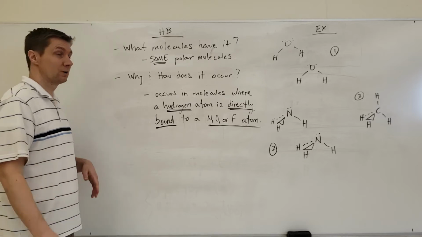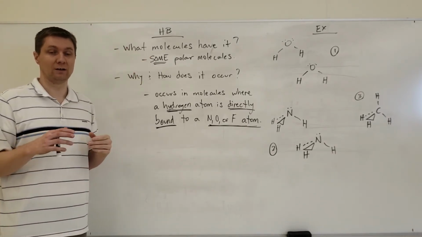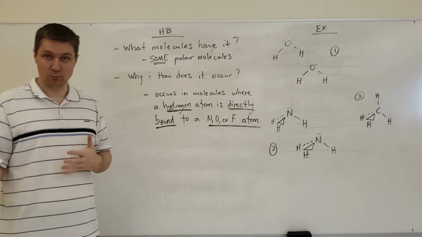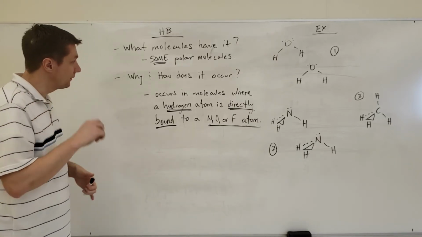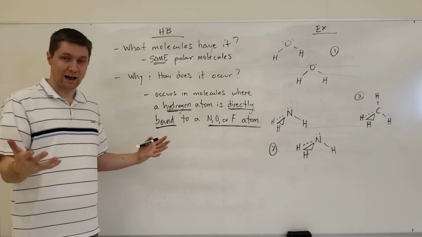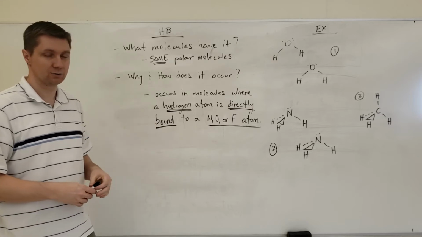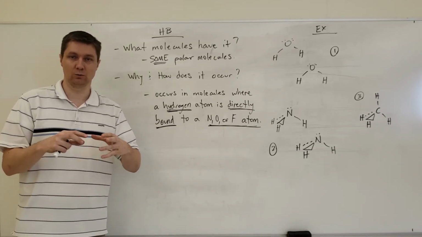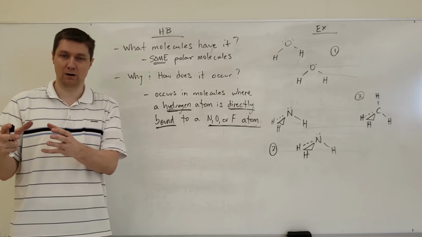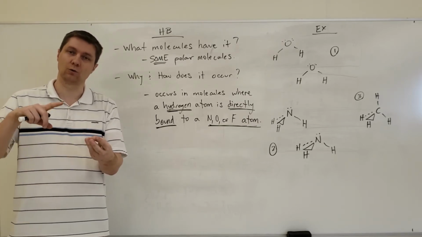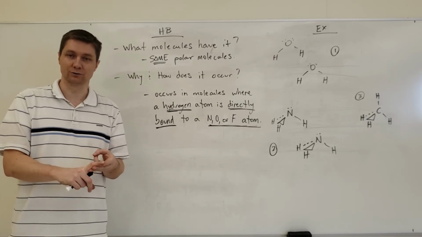Okay, so the last one that we're going to talk about is hydrogen bonding. And so which molecules have it? Only some polar molecules have hydrogen bonding. And the way that we can know which ones have them is this statement right here. Anytime that we have a molecule that has hydrogen in it, and it is directly bound to a nitrogen, oxygen, or fluorine atom, then that molecule is going to have hydrogen bonding.